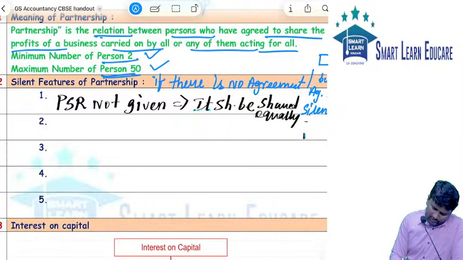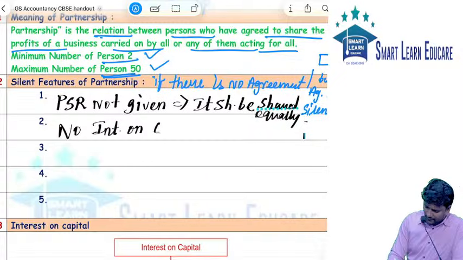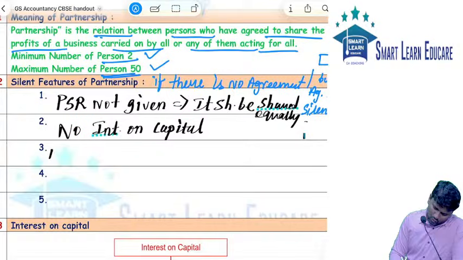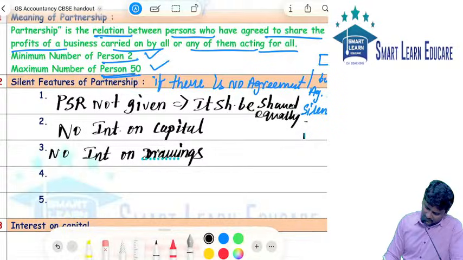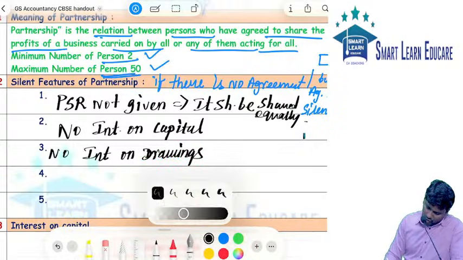And no for three things. No interest on capital. No interest on drawings. No interest on capital as well as no interest on drawings.